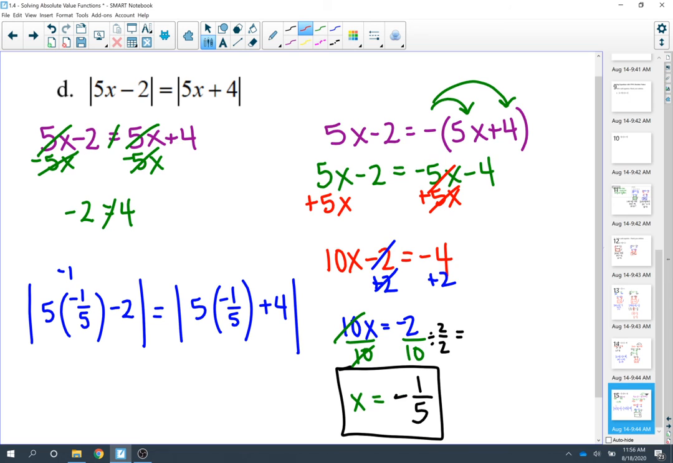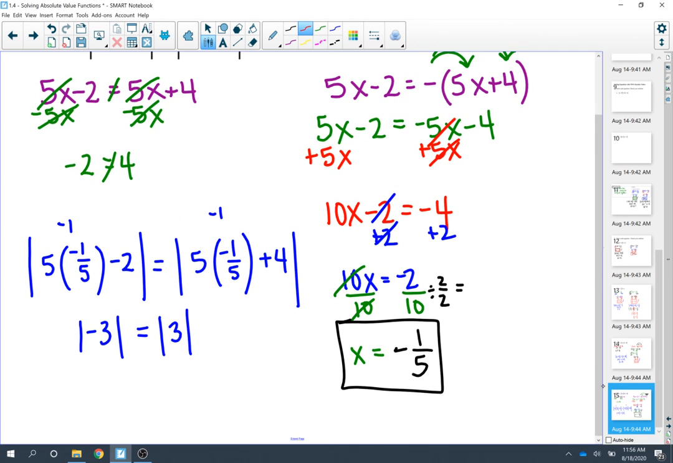Negative 1 minus 2 is negative 3, so I'm looking at the absolute value of negative 3. Equals, again, 5 times 1/5, well, you're taking 5 and breaking it into 5 pieces. There's 1 in each piece, so this again is negative 1, plus 4 is positive 3. Then we're going to look at the absolute value of negative 3, which is 3, and the absolute value of positive 3, which is 3. That's a true statement. Your only solution, x equals negative 1/5.